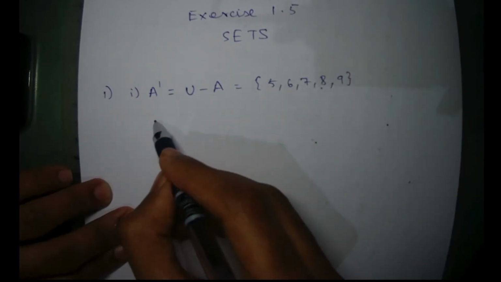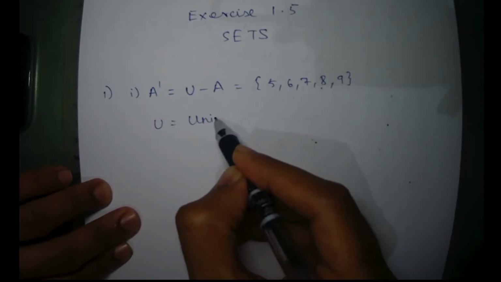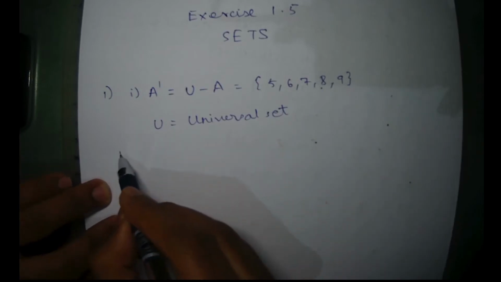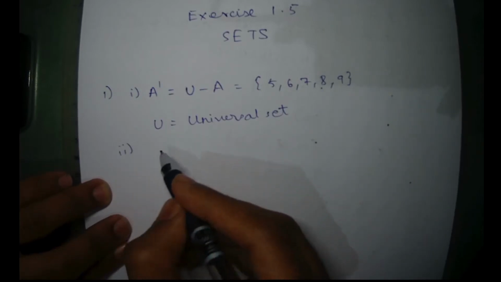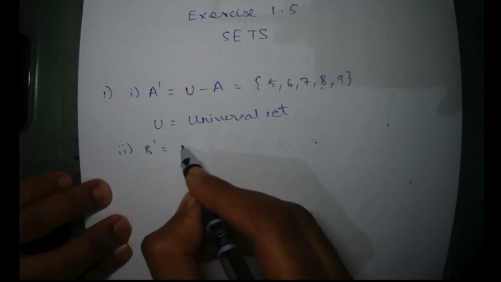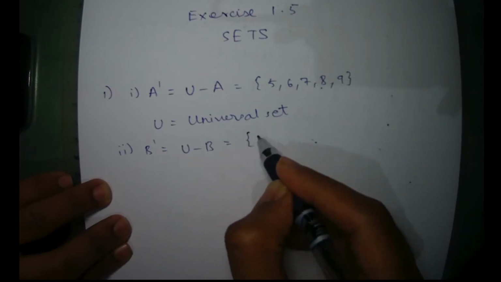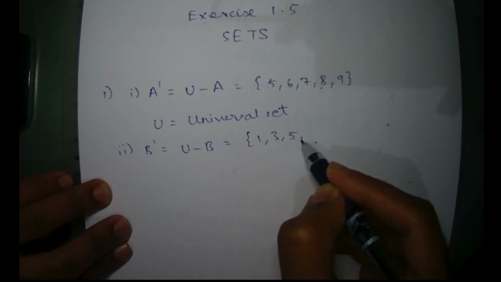So here you can observe U is the universal set for this question. So the second question is B dash, which is nothing but U minus B. So we get 1, 3, 5, 7 and 9.